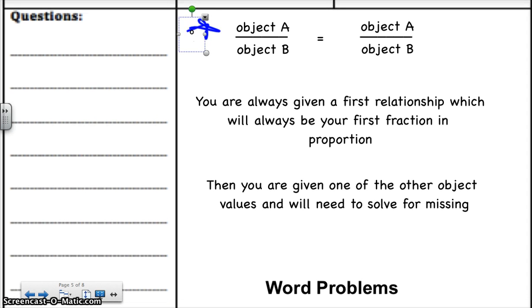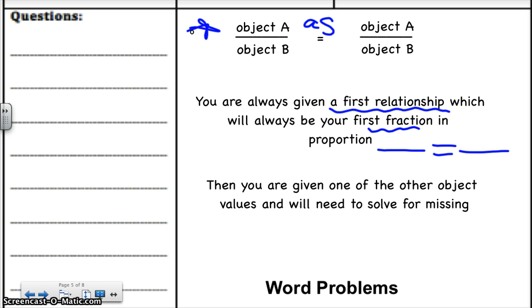So we're going to have one object is to another object, and how you say it is like this: Object A is to object B as object A is to object B, okay? You are always given a first relationship. The first relationship that you're given is going to represent your first fraction. So it's always going to look like that. I call that my proportion skeleton.